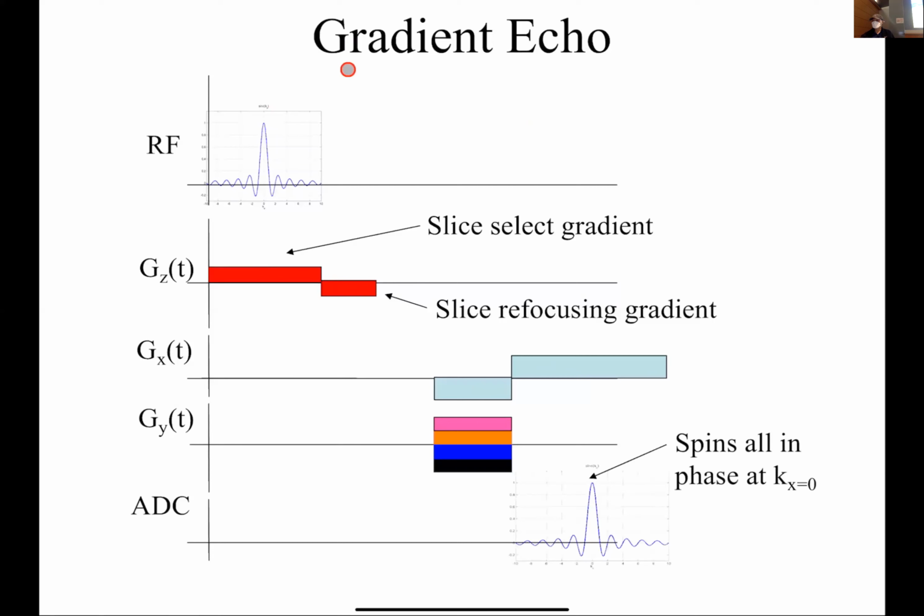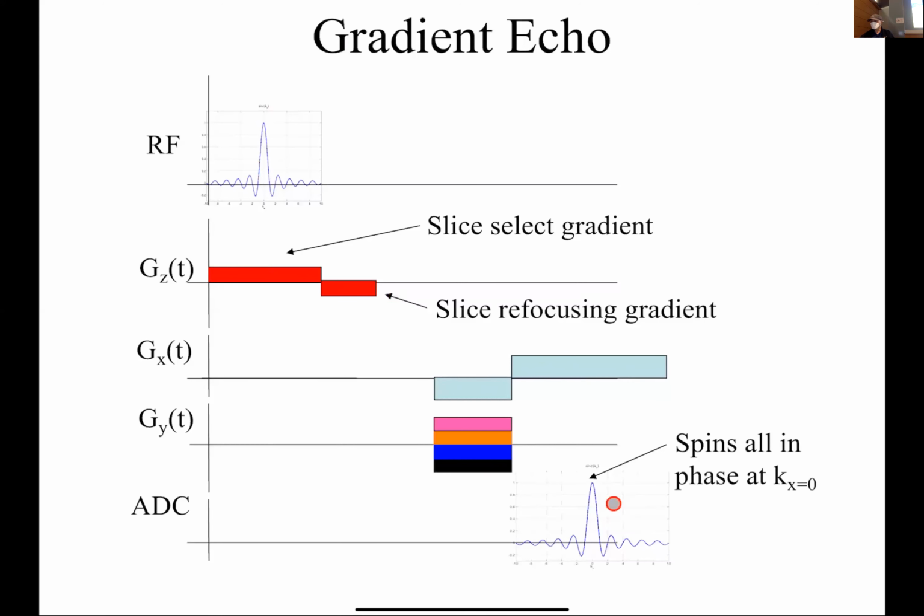So what we're going to introduce now is the term gradient echo. Okay, so we're going to introduce two terms today, gradient echo and spin echo. Gradient echo just means the experiment is this: I tip the spins in the presence of a slice select gradient, I refocus it, and then I just acquire my data.